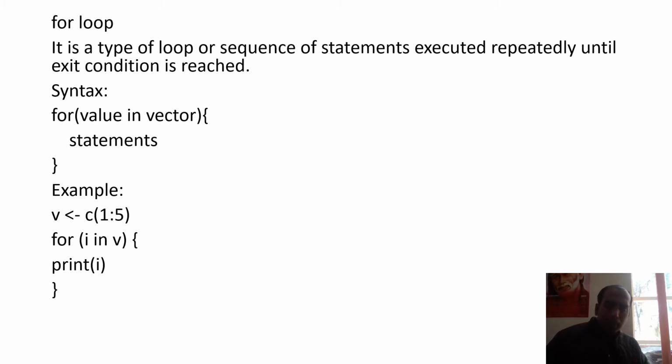So just see an example. I have taken a vector, using the c function that I told you about in the previous session, and put it as 1 colon 5, which means this vector contains 1 2 3 4 5. Then you are running a loop for i in v and printing the value of i. So first 1 will be printed, then 2, then 3, then 4, then 5. It will iterate automatically till the exit condition is reached, and the loop runs till 5.